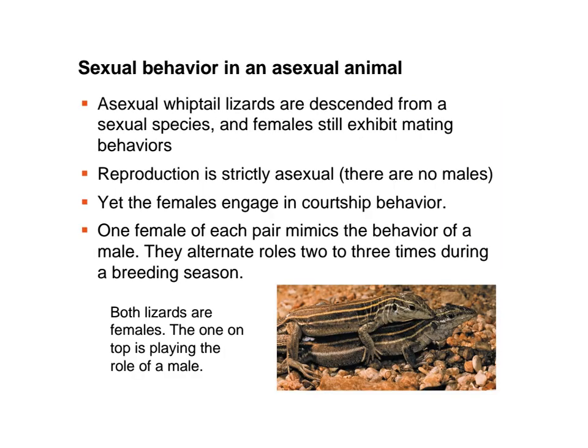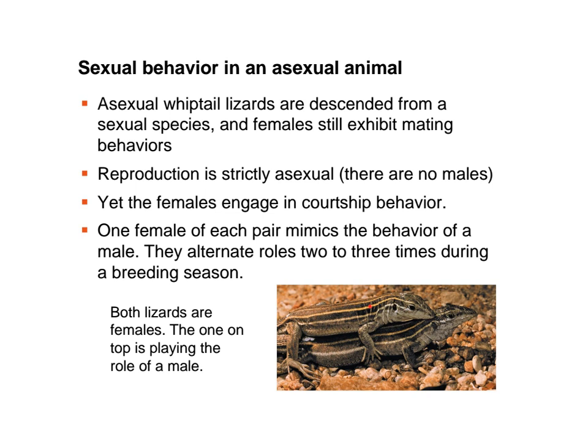So it turns out that you can have sexual behavior in an asexual animal. This sounds crazy, but it does happen. There are asexual whiptail lizards that are descended from a sexual species, and the females still exhibit mating behavior. We know that the reproduction is strictly asexual. There are no males in the species, yet the females engage in courtship behavior, which you can see here.